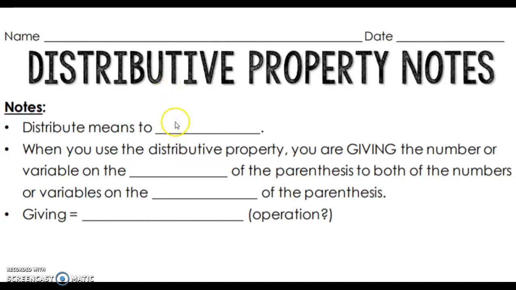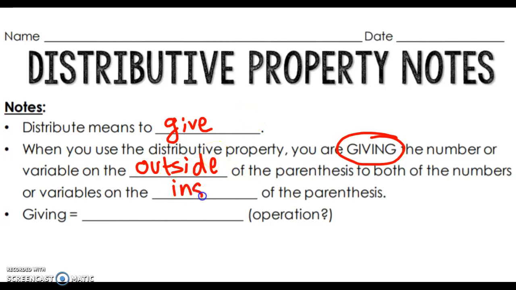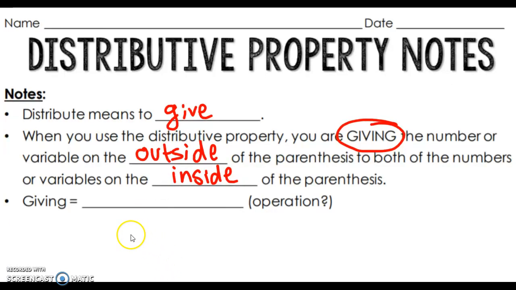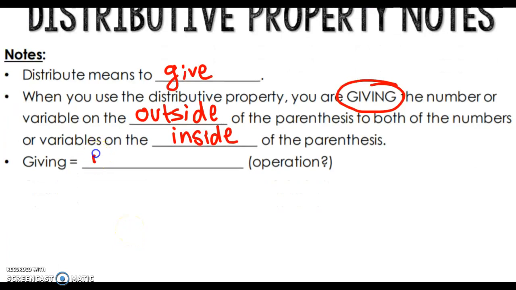It means to give. So if I were to distribute papers to you, I would be giving papers to you. So when we use this distributive property, we are giving the number or the variable on the outside of a set of parentheses to both of the numbers or variables on the inside of the parentheses. So that's what's being given, is whatever's sitting outside of the parentheses. And when we do this, obviously in math, we have a certain math operation we use, and that math operation is multiplication.